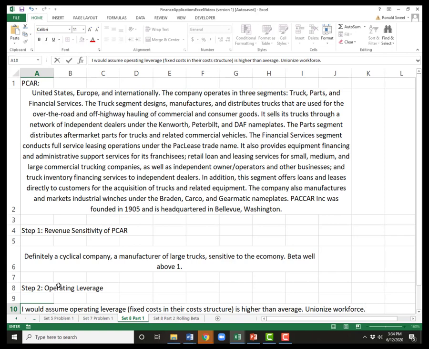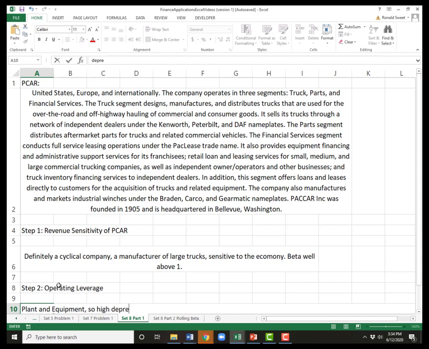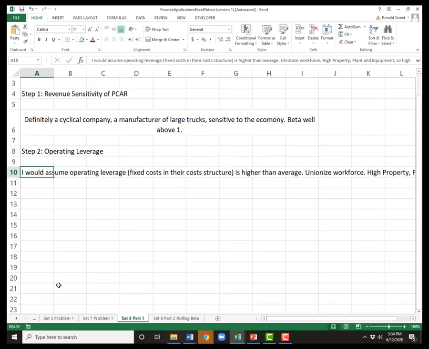Even when they do lay people off, there are certain things they have to keep providing, like health care and pensions and other things. It has a high property, plant, and equipment. So high depreciation, which is a fixed cost. I know it's not an economic cost, but it is a fixed cost. So I'm going to assume this is a high fixed cost company.